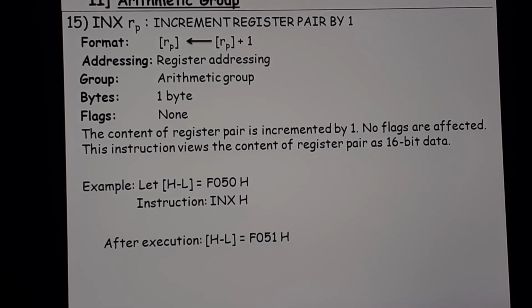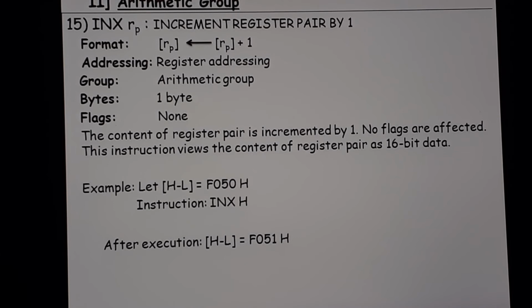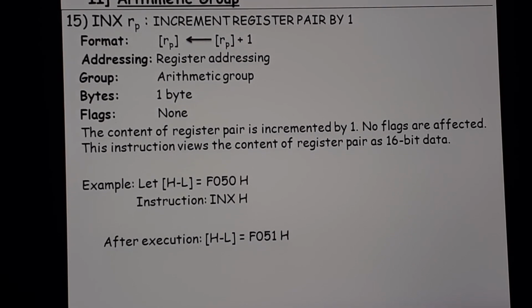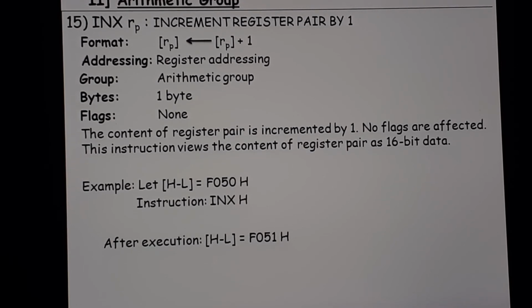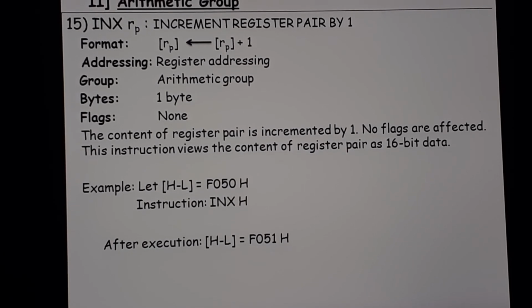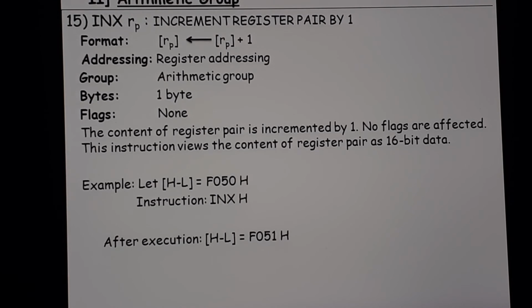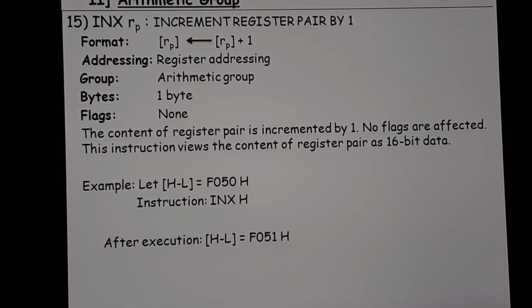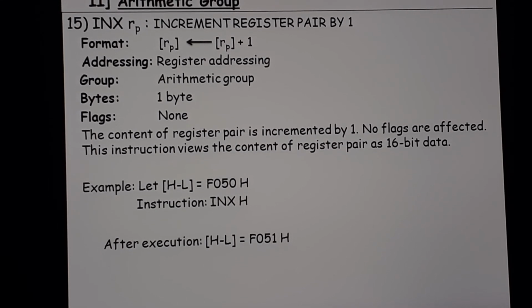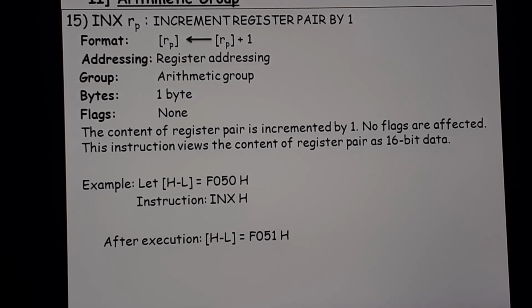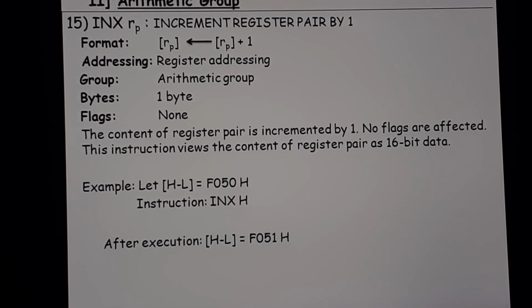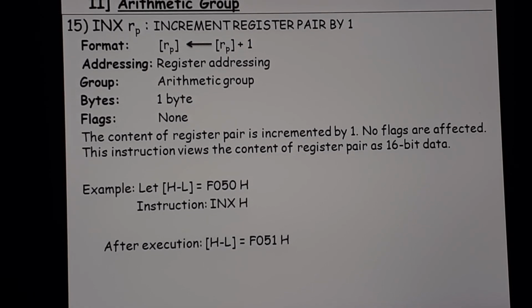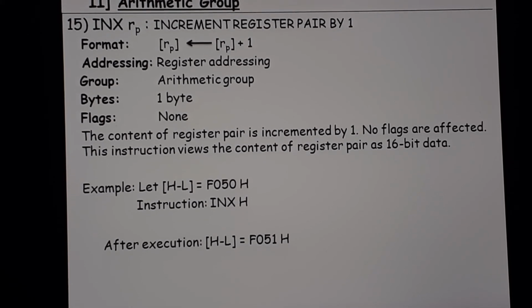So the instruction is INX H. Now while writing the register pair, we do not write it fully. That is, if you are mentioning the HL register pair, you only write H. If you want the BC register pair, you only write B. If you want the DE pair, you only write D. So there are a total of only 3 pairs: the HL register pair, BC pair and DE pair. So I have taken INX H. If you want, you can take INX B or INX D.